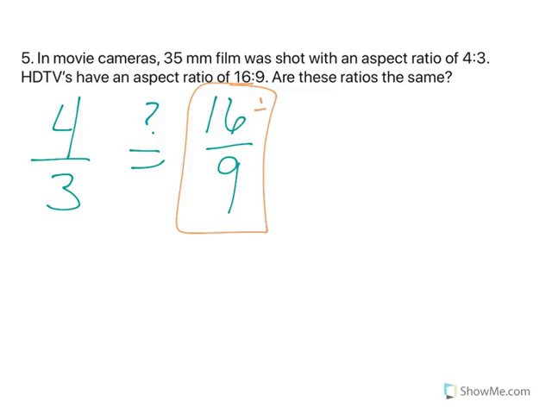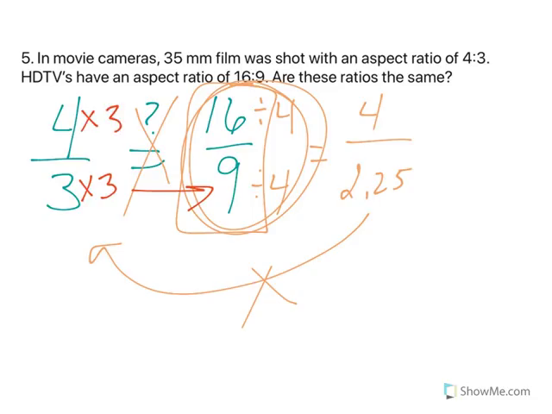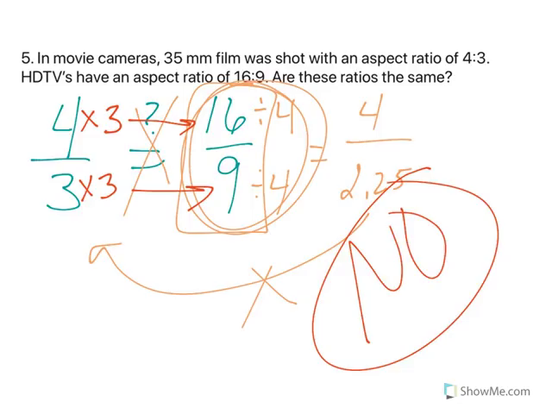Well, if I take 16 and divide it by 4, that would give me 4 on the top. But if I take 9 and divide it by 4, it gives me like 2.25. Those are not the same, so no, these are not equivalent. Because when I reduce this, I don't get there. It works the same going the other direction. If I would multiply this by 3 to get 9, multiply this by 3, I do not get 16. So are they the same? No, they are not.